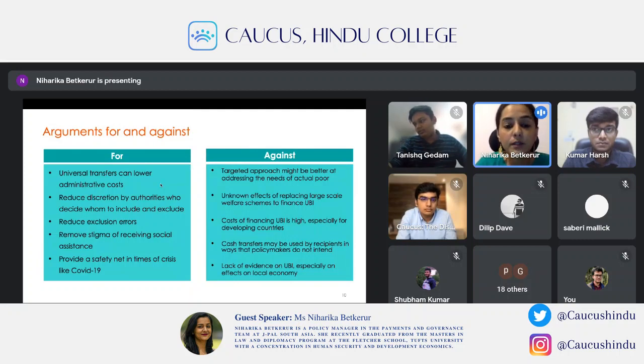And of course, as recent times have shown us, cash transfer schemes have multiplied many times since COVID-19 struck. So it can actually provide a sort of safety net in times of crisis like COVID-19.